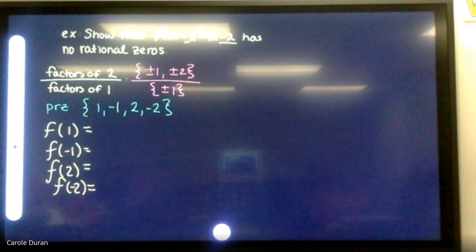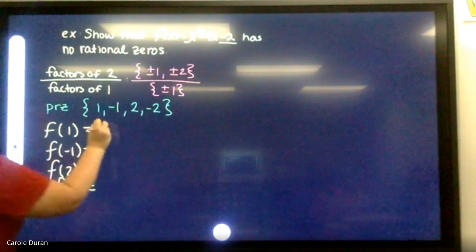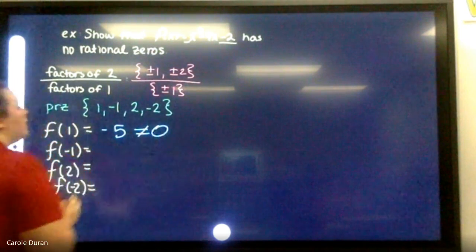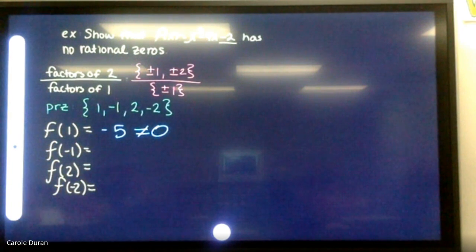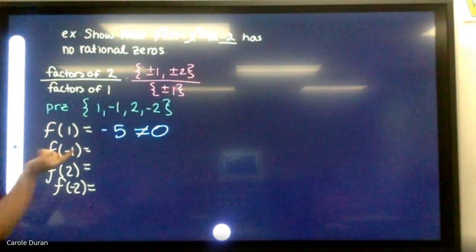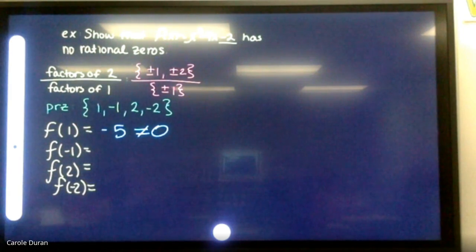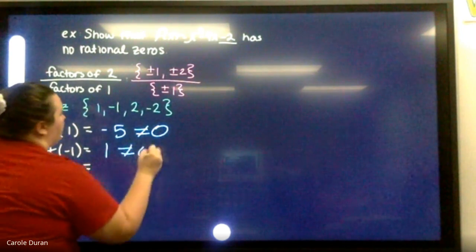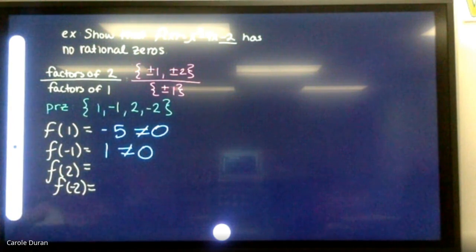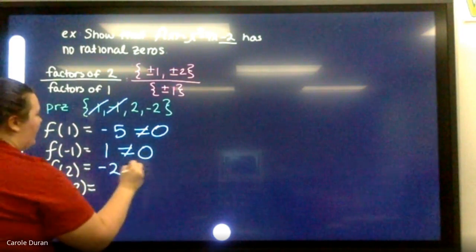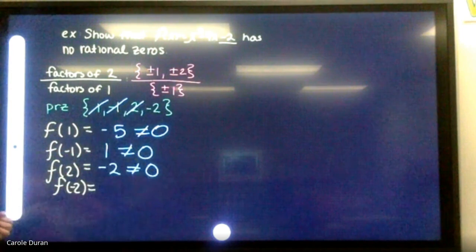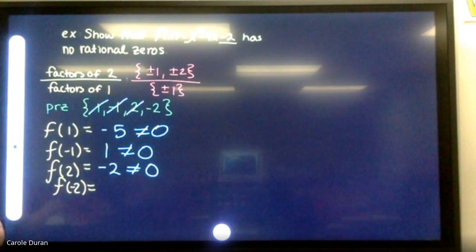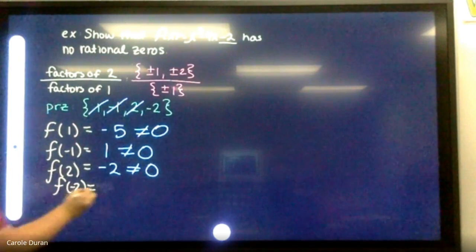What do I get when I plug 1 in? Negative 5, which is not equal to 0. So positive 1 is definitely not a factor or a 0 of that polynomial. What do I get when I plug in negative 1? 1. Again, not equal to 0, so that cannot possibly be a factor. What about when I plug in 2? I do get negative 2. Again, not equal to 0, so 2 is not a factor. What happens when I plug in negative 2? Negative 2. Again, not equal to 0.